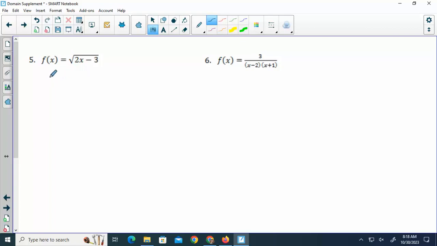Even radical, so the thing under the radical, our radicand, greater than or equal to 0. So we add the 3, so 2x is greater than or equal to 3. Divide by 2, so x is greater than or equal to 3 halves. Just as a side note, dealing with these inequalities, what do you have to remember if you multiply or divide by a negative? Flip your inequality. Okay. So greater than or equal to 3 halves starts at 3 halves with a bracket, and it's everything larger. So, to infinity.